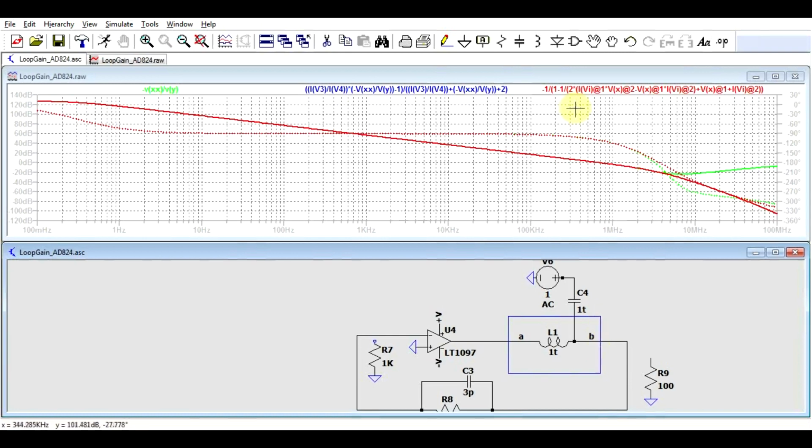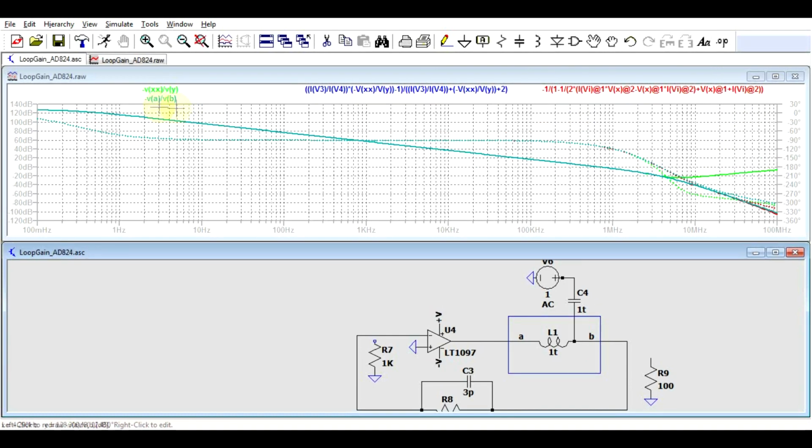So what kind of response do I get from this thing? And we can see that with my nice simple formula, we're getting almost exactly the same as with the really complicated ones.